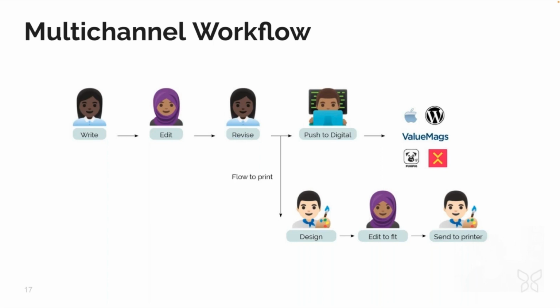And then you can also flow it into print by creating a print variant. And the designers can then take that content that's already placed on the page. They don't have to do any copy and pasting. And you can break it apart so that you can do your edit to fit without ever having to touch what was done in digital. I'll show you exactly what that looks like a little bit later. But the main heart of this is that we're trying to merge the fact that we have people working in print and digital all on one team.